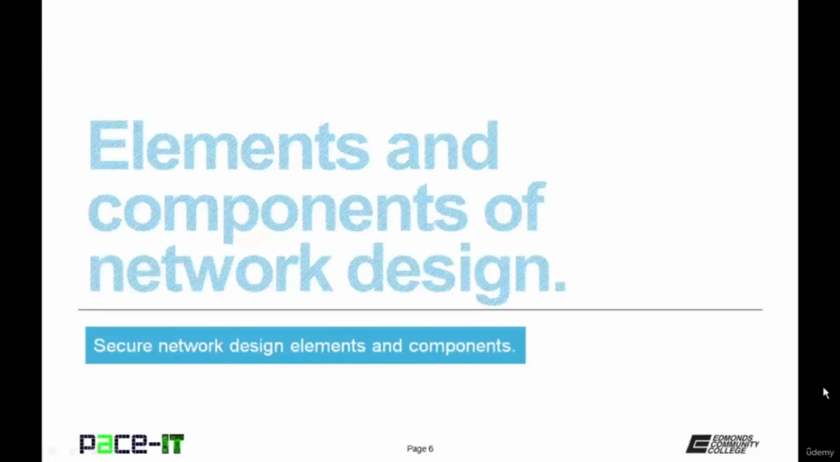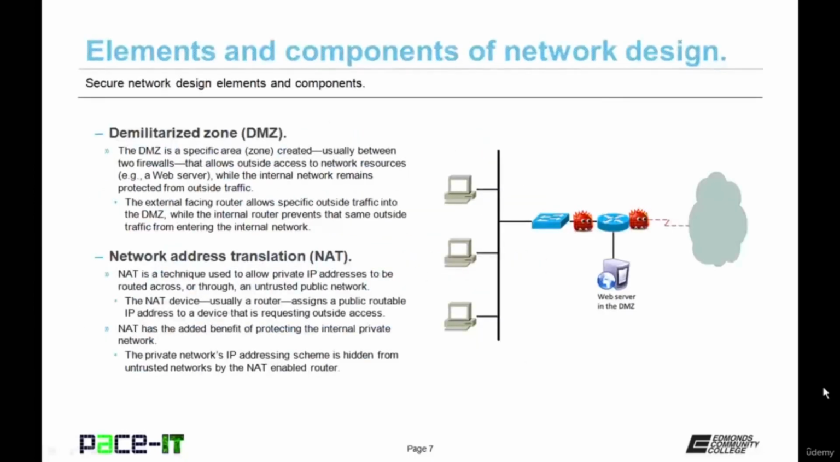With that out of the way, let's talk about elements and components of network design. First up is the demilitarized zone, or DMZ. The DMZ is a specific area, think zone, that is created, usually between two firewalls, that allows outside access to internal network resources, as in access to a web server, while the internal network remains protected from that same outside traffic. The external facing router allows specific outside traffic into the DMZ, while the internal router prevents that same outside traffic from entering the internal network, keeping it safe and secure.